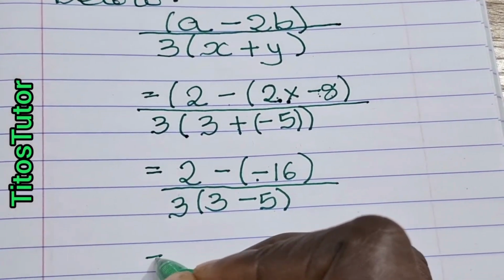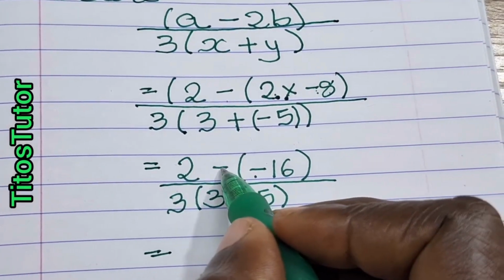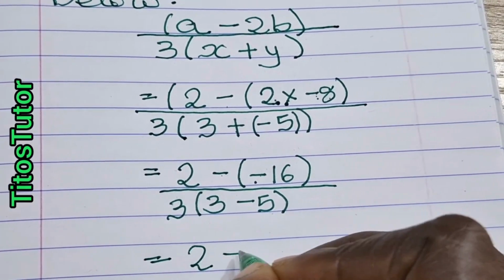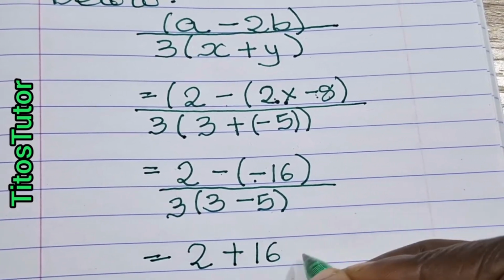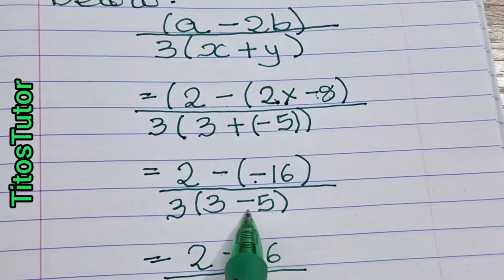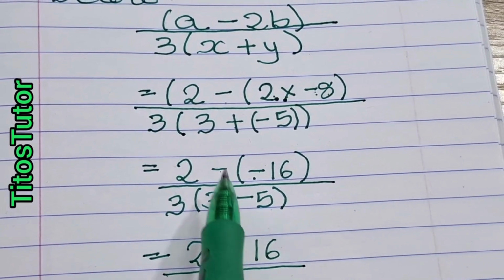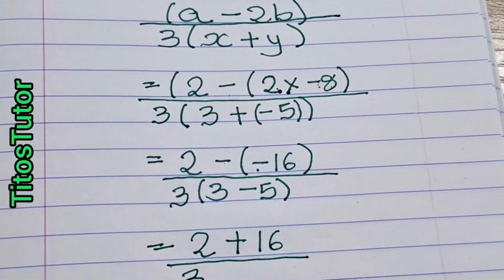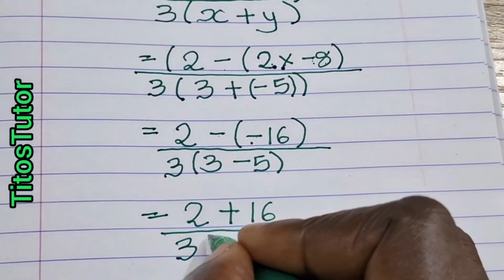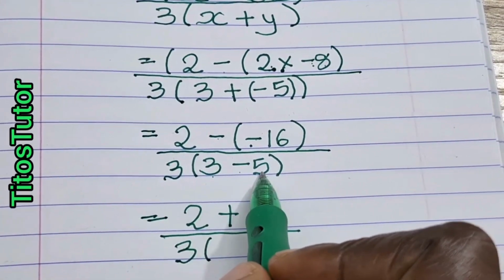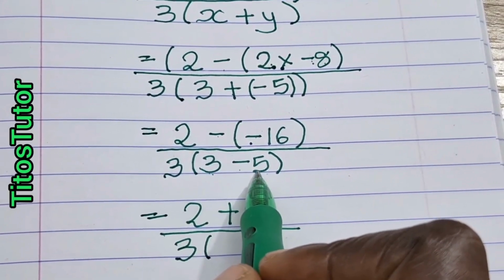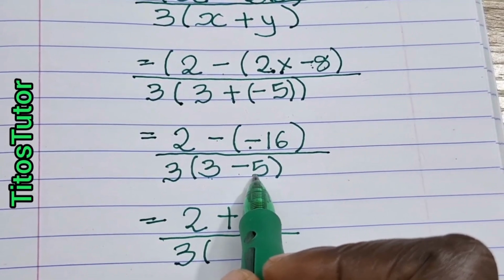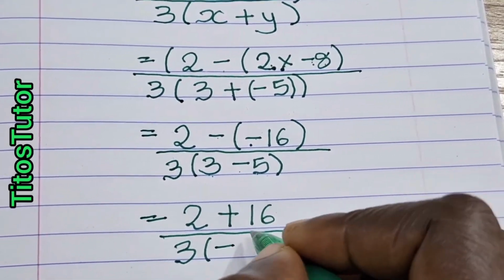Okay, so here I have 2 minus multiplied by minus gives you a plus. So this is 2 plus 16 all over. You sort out what is inside the bracket first before you multiply with 3 that is outside. So let's go. 3 in bracket, 3 minus 5. 3 is positive, 5 is negative, so you subtract. But your answer takes the sign of the bigger number. And 5 is bigger and is negative, so I have negative as my answer.